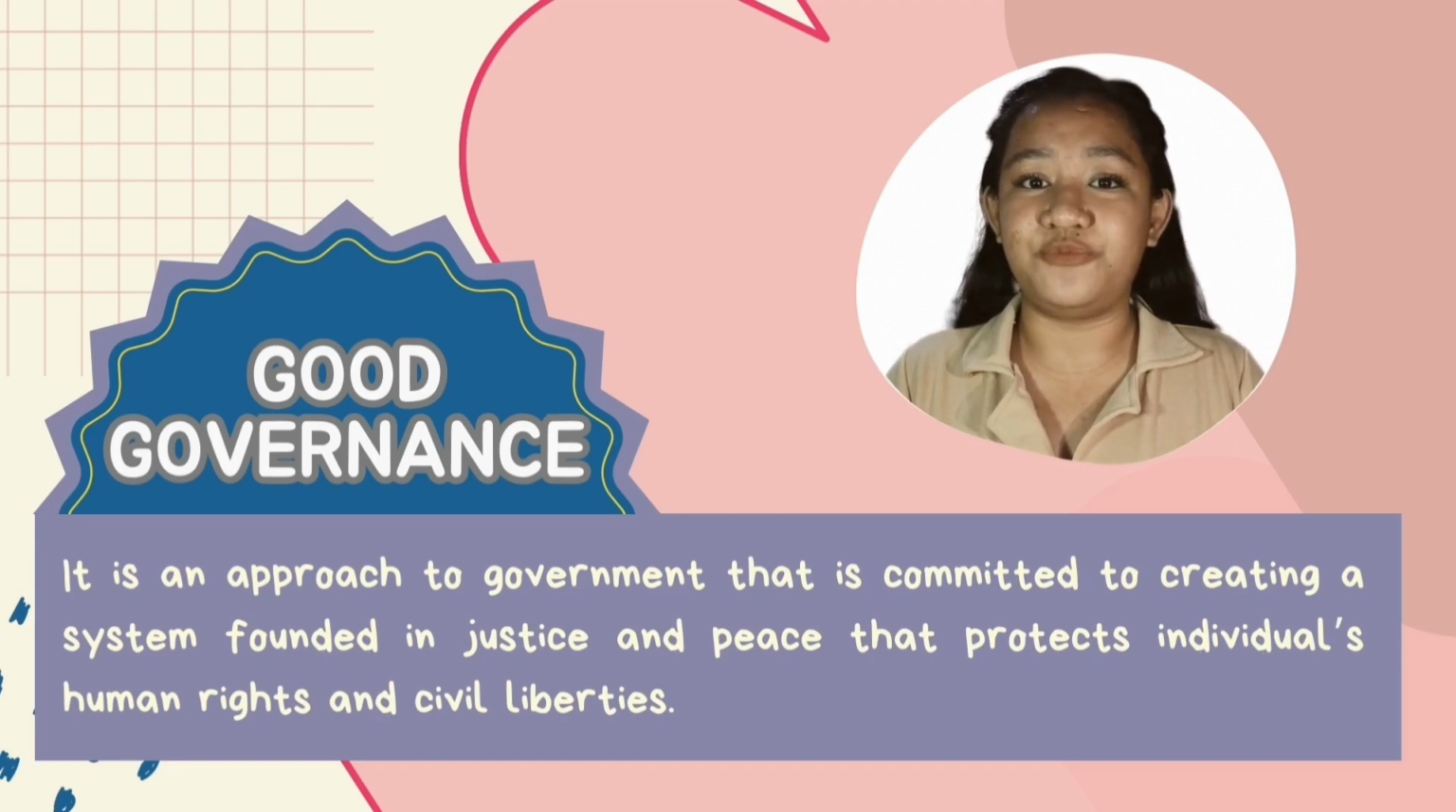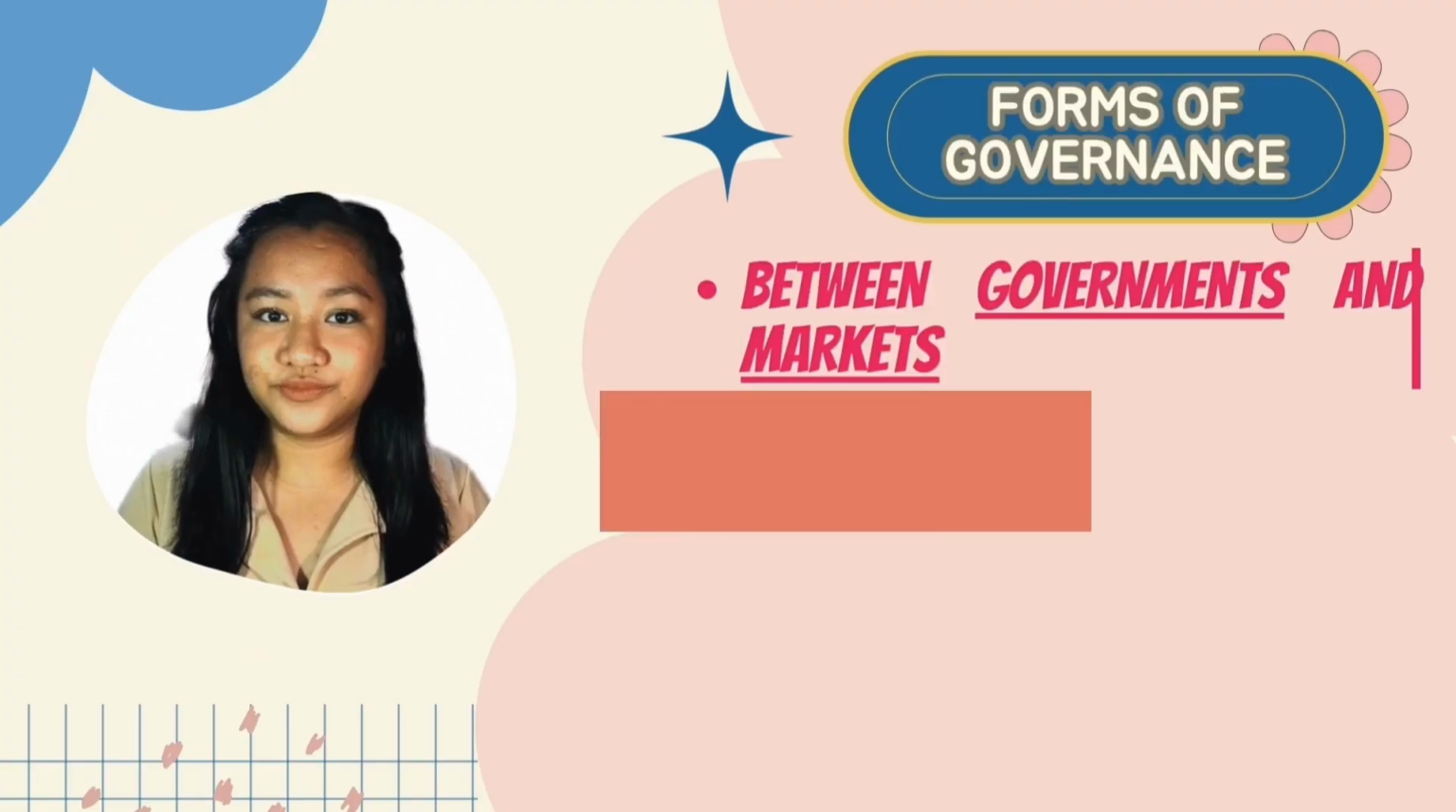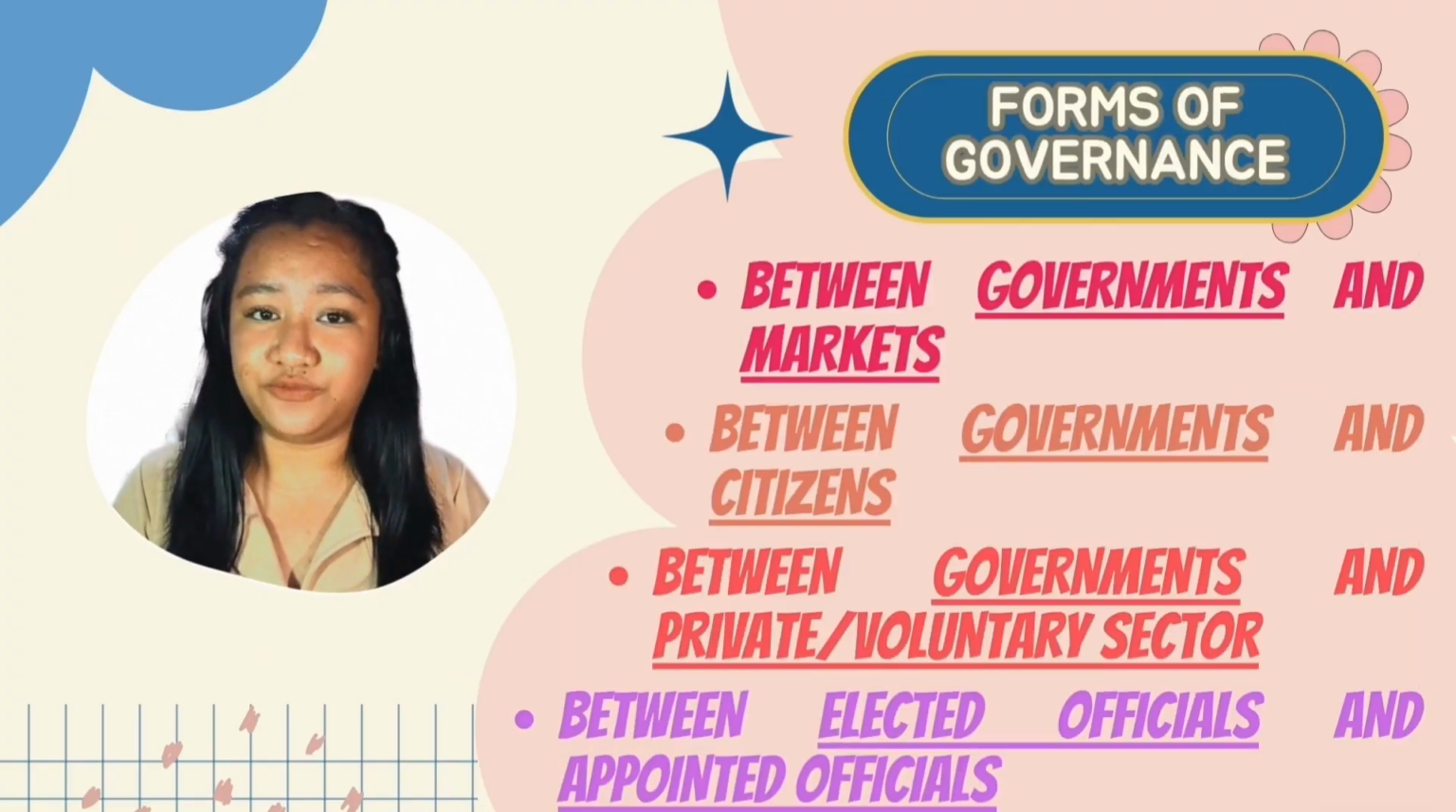It requires the unity of people in society and motivates them to attain political objectives. In other words, it ensures proper utilization of all the resources of the state for its citizens, which ensures sustainable development. Good governance has four distinct forms.